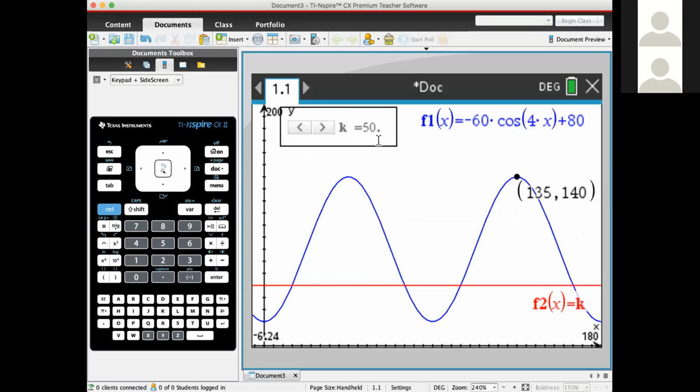The question was, what are the values of k so that there will be exactly, I think, four solutions? How many solutions do you see? You see 1, 2, 3, 4. Remember, the domain is from 0 to 180, in that domain only. So k is equal to 50 works fine, right? Four solutions. You can see four intersection points. You're not asked what the solution is, you're asked what the value of k is where the graph has four solutions. Those are the four points of intersection, and k is 50 is good enough.